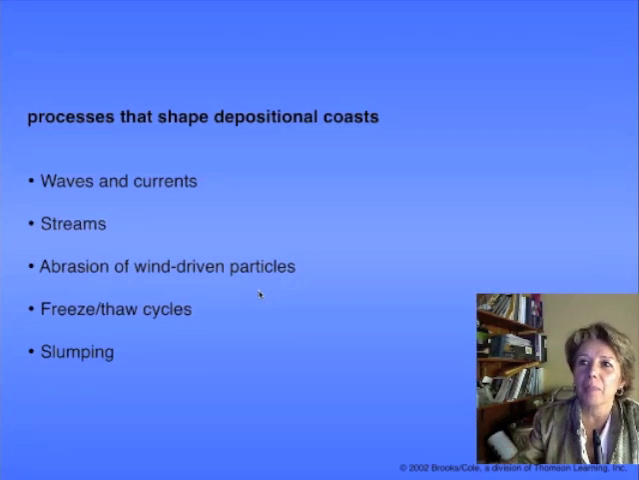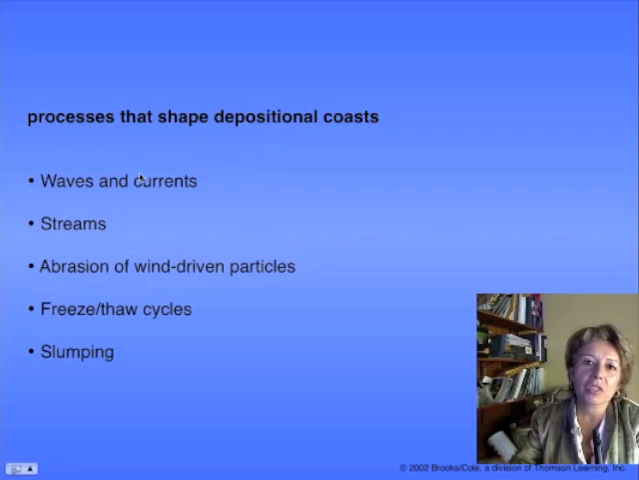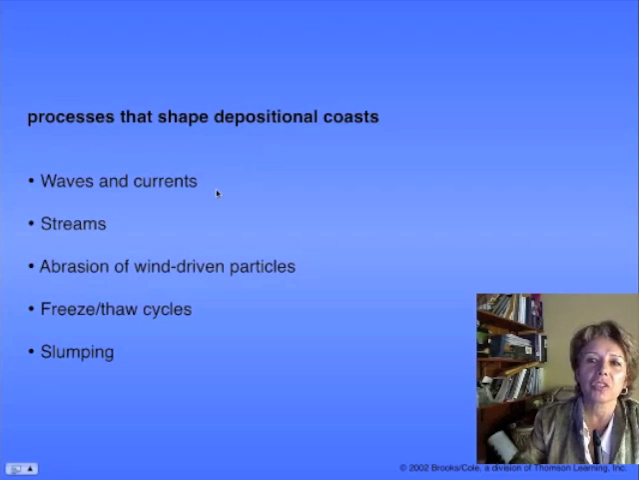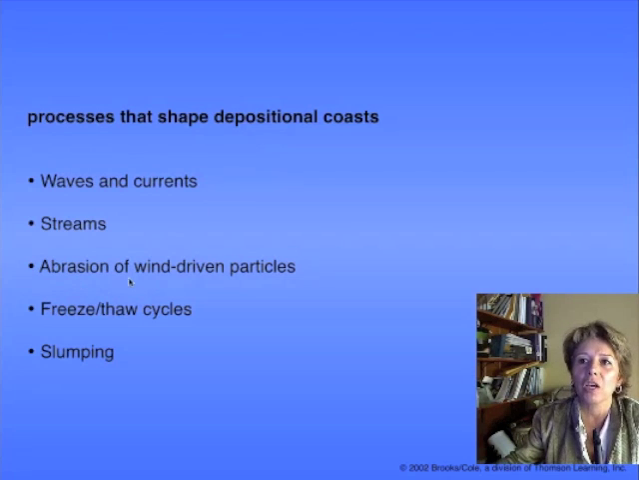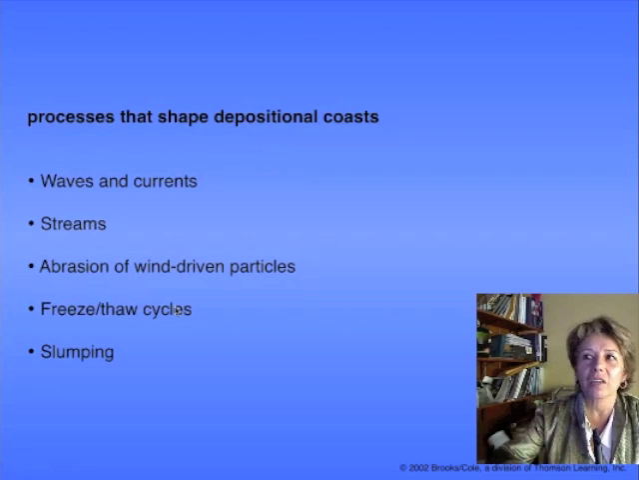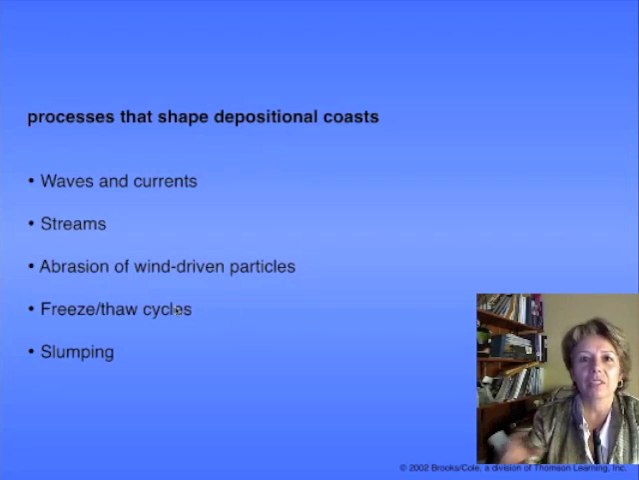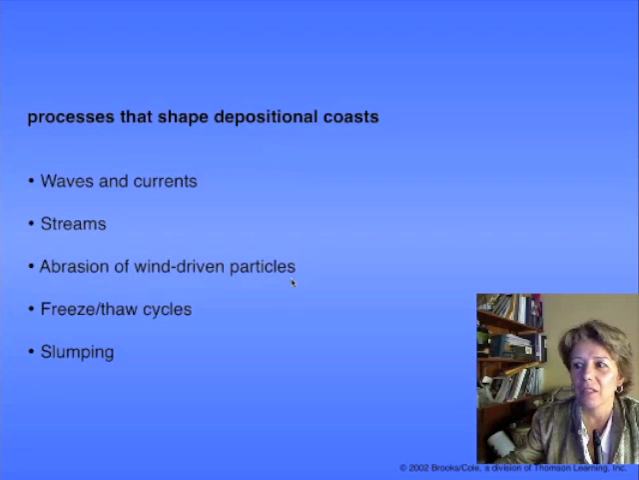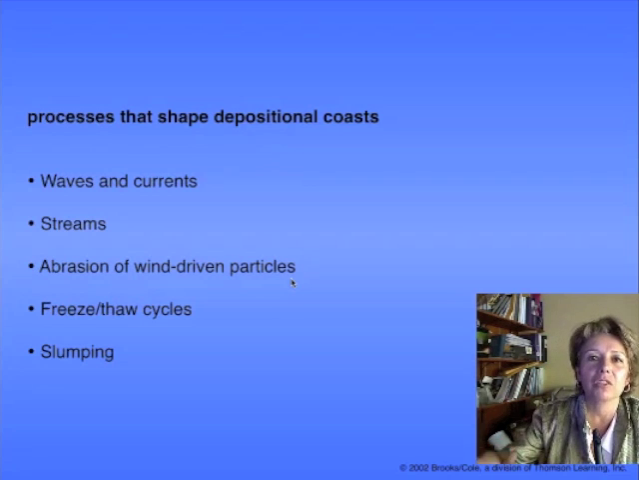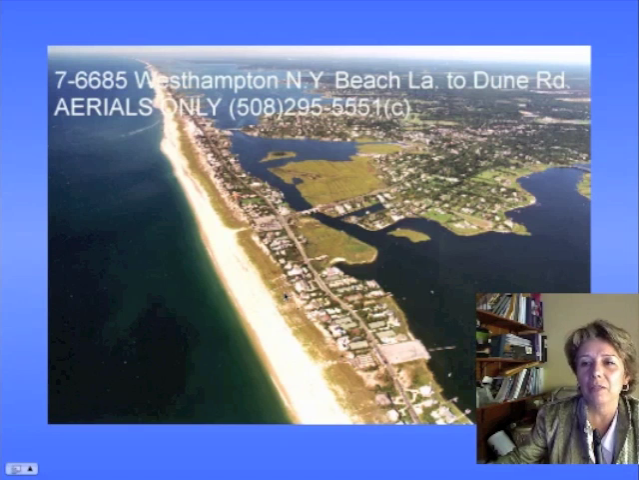So what causes depositional coast? These waves, these small little waves and currents that push the sand around, streams that bring the sand to the beach. You'll notice that abrasion and freeze and thaw both cause erosion and deposition because it's the abrasion of the rocks that cause the sand to deposit. And again, the freezing and the thawing breaks up the rocks and turns the bigger rocks into smaller rocks into sand, which is deposited on a depositional coast. And slumping is what it sounds like. Slumping, when the rocks or the mud just kind of slumps down and turns into a deposit.